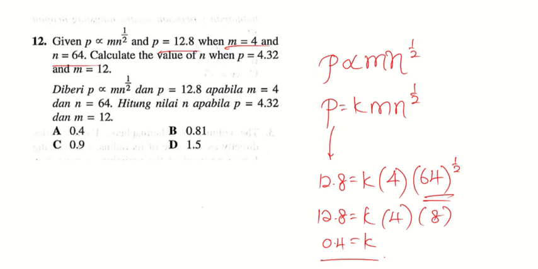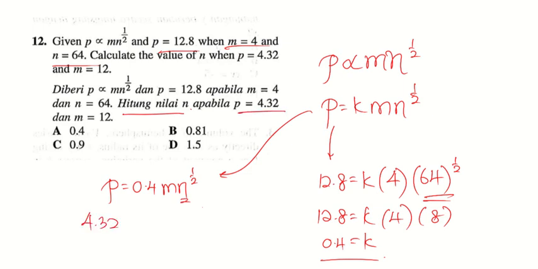So here P equals 0.4 M N to the half. The question is asking you to find the value of N when P is 4.32, M is 12. I want to find the value of N. So you will press 4.32 divided by 0.4 divided by 12, and then square root, you bring over, you become square. So you get 0.81.